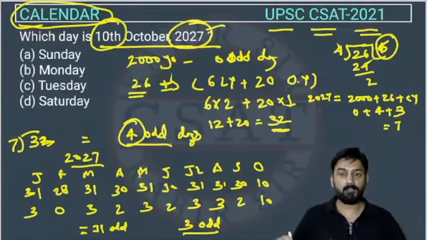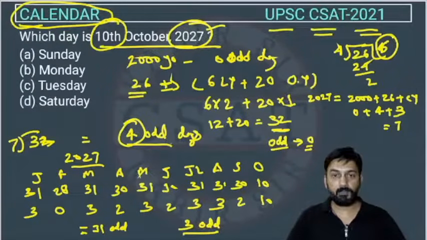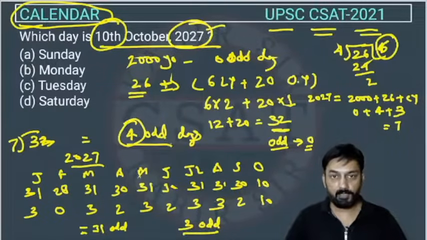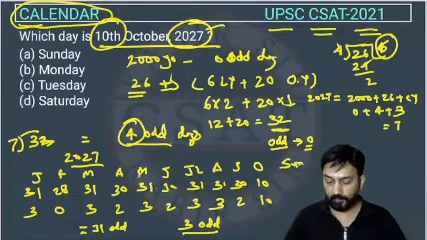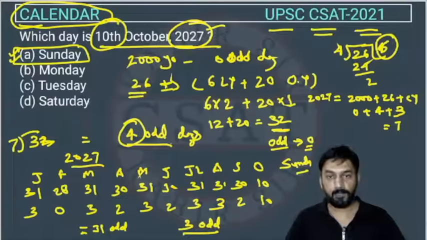right? This 7 will again be divided by 7. So the remainder or the odd day will be how much? The odd day will be 0. Odd day is 0. So what does 0 represent? 0 represents Sunday. So on the 10th of October 2027 there will be Sunday, right? So the answer is option A. So the answer of this question is option A, right?